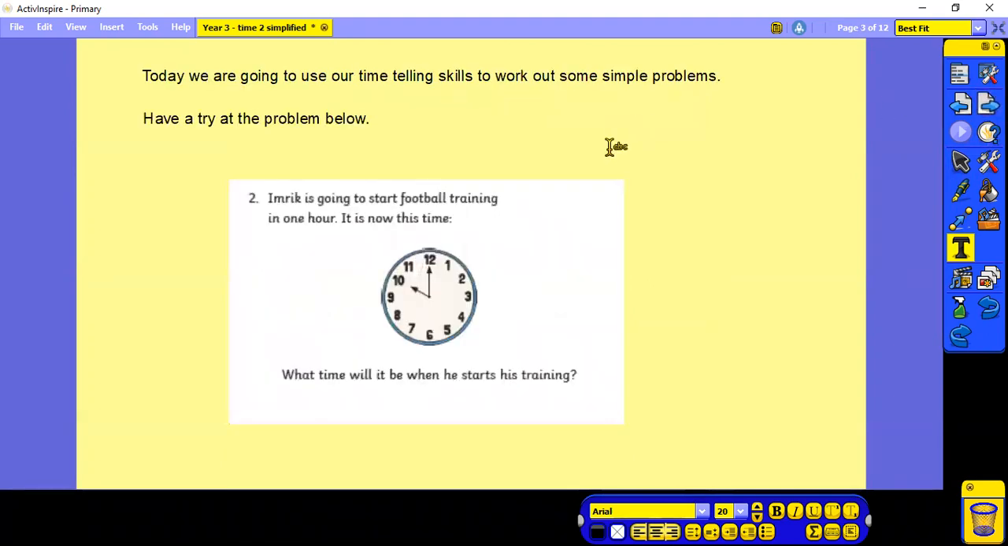So today we're going to use our time-telling skills to work out some simple problems. Have a try at the problem below. So Imric is going to start football training in 1 hour, and it is now this time. What time will it be when he starts his training? Pause and have a try.